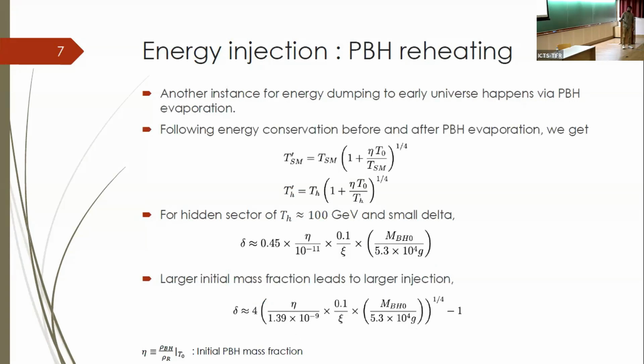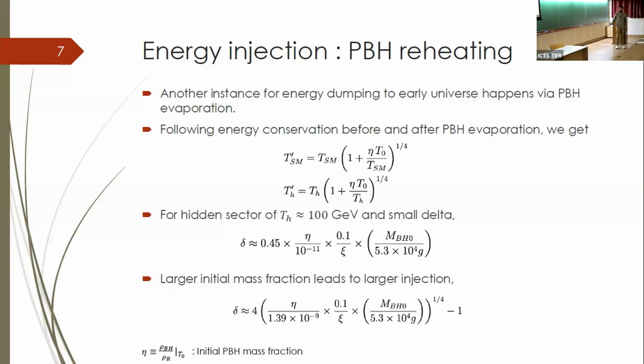Another scenario is if you have some light PBHs lying around in the early universe. Once they evaporate, they can lead to an increase in the temperature of both the Standard Model and the hidden sector. When you solve the energy conservation equation before and after the evaporation, you find these two relationships. T prime Standard Model is given in terms of T Standard Model, 1 plus eta times T_0 over T Standard Model. As you see here, these two terms in the brackets are similar, but since T_h is smaller than T Standard Model, the relative effect on the Standard Model is much smaller than the effect on the hidden sector.